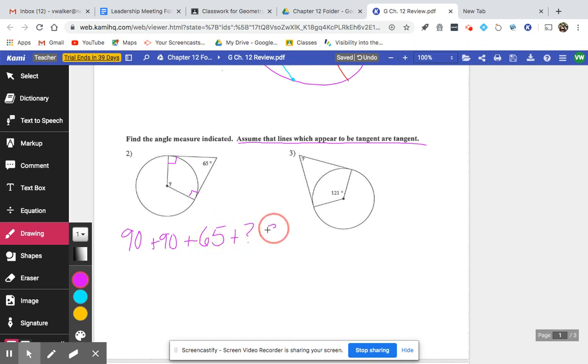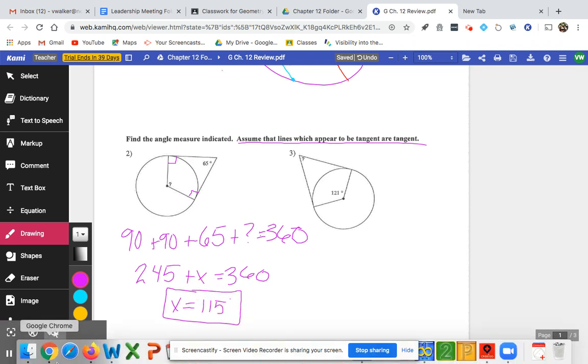question mark. That's supposed to be 360. So 90 plus 90 plus 65 would be 180 plus 65, which is 245. Plus x, 360. Subtract 245 from both sides, and you'll get x is 115. So 115 degrees.